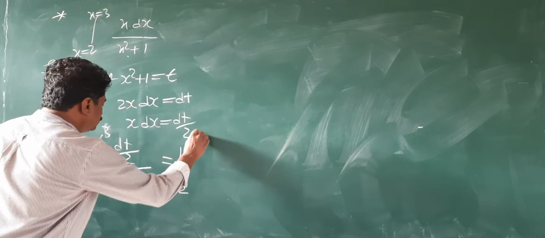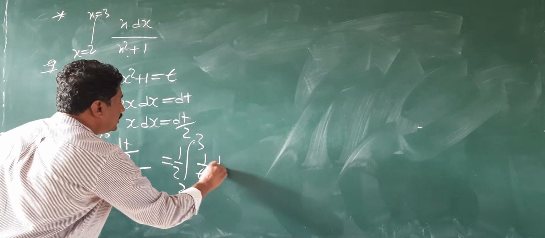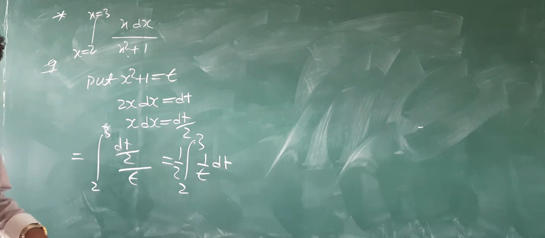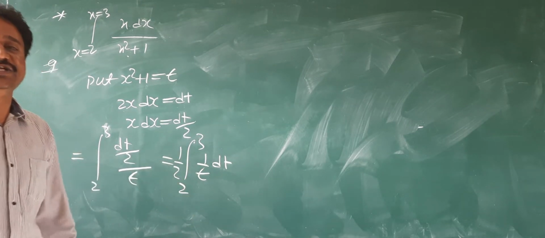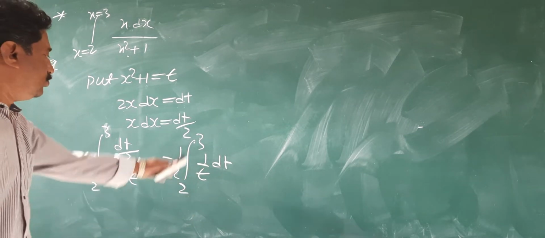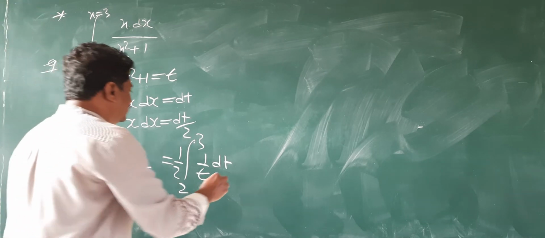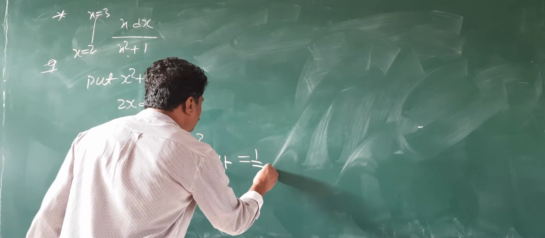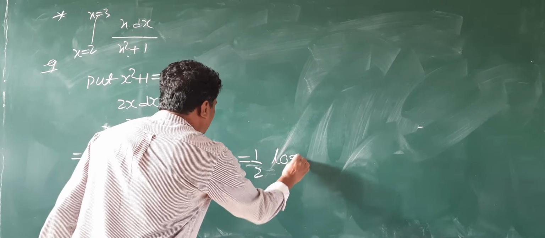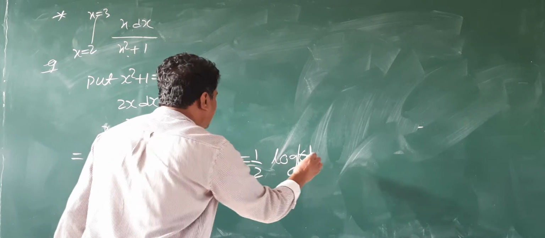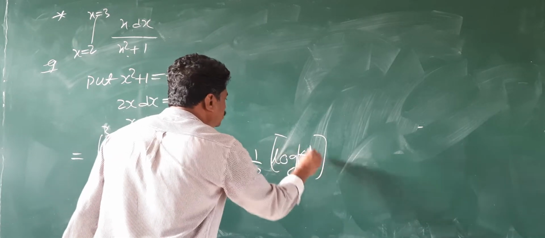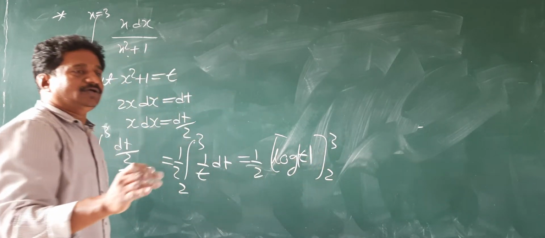1 by 2, so 2 to 3. 1 by t dt, 1 by x. Integration of 1 by x is log x. 1 by t is log t. So 1 by 2 log t, log mod. We use mod. So 2 to 3. Wait.